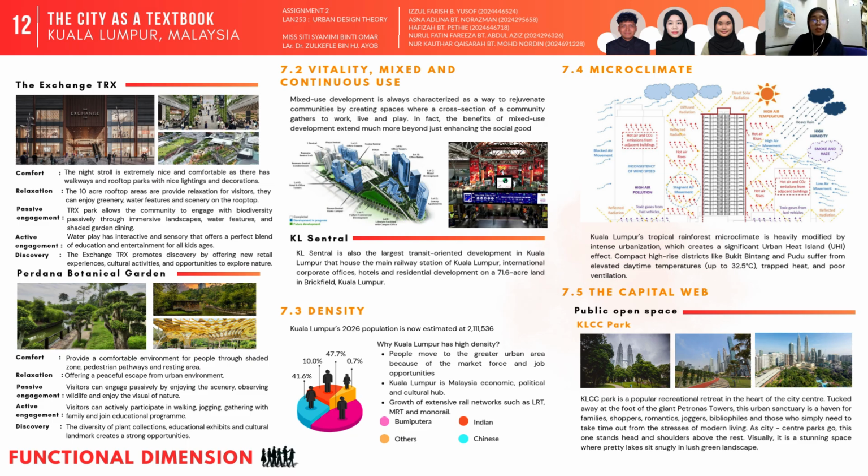For density, Kuala Lumpur has a population of over 2 million people. The city's high density is influenced by economic opportunities, government functions, and also extensive public transportation network such as MRT, LRT, and also monorail system.